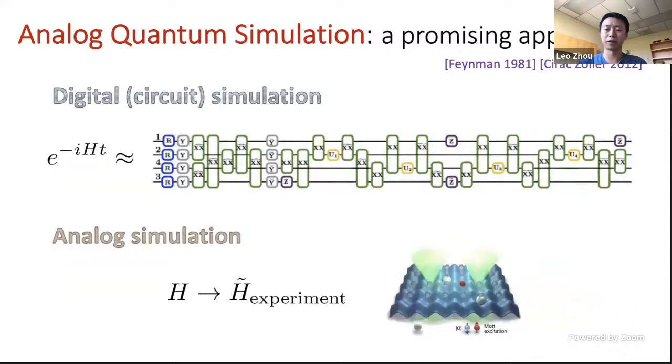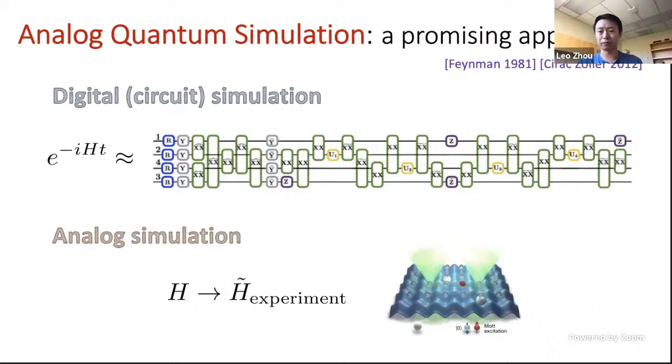Normally when people think of quantum simulation, they typically think of digital simulation, which is reproducing the dynamics under Hamiltonian H by a quantum circuit. In contrast, analog simulation is the task of reproducing one quantum system H by another Hamiltonian H tilde, with the hope that H tilde is more easily accessible in the experiment. This idea of mapping between Hamiltonians is also very fundamental in the study of quantum complexity theory, since it is basically the generalization of mapping between constraint satisfaction problems.